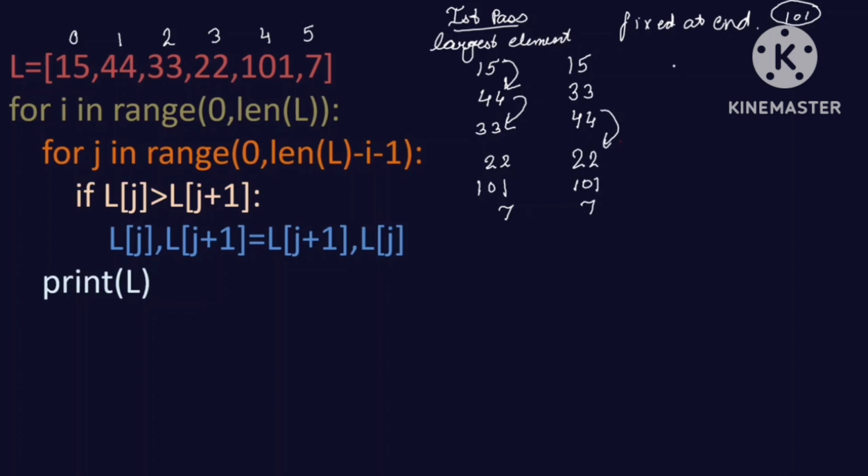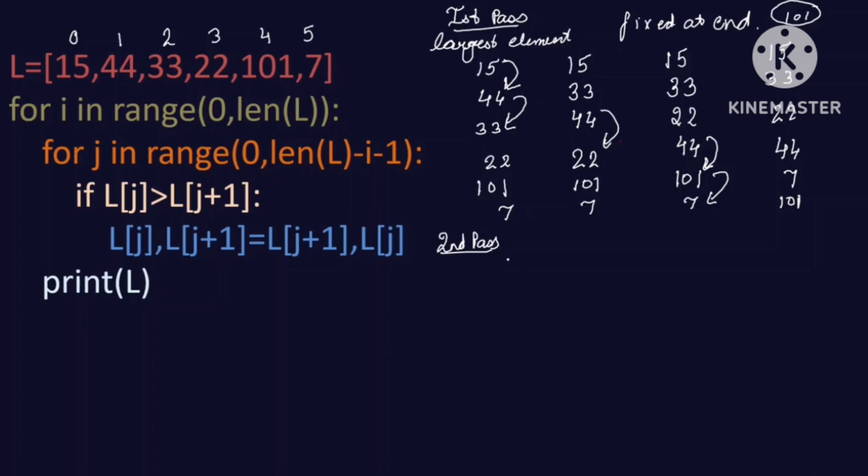Next compare 44 greater than 22, true. It will swap the position. 22, 44, 101, 7. Again compare 44 with 101. It will remain as it is. Next compare 101 and 7. So it will swap the position. 15, 33, 22, 44, 7, 101. So at the end of the first pass, 101, the largest element, is fixed at the end.